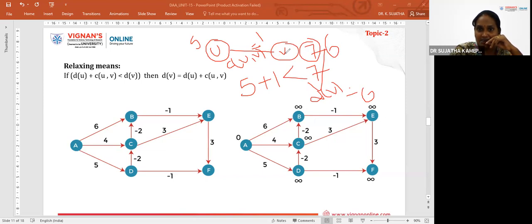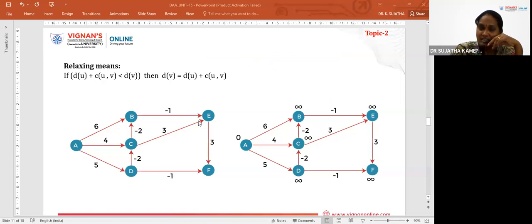That is, we are relaxing the path which contains a cost of 7. Initially, we find a path whose cost is 7. Now we are relaxing that path by finding another shorter path. So like that, we go for relaxing the paths in the case of the Bellman-Ford algorithm.